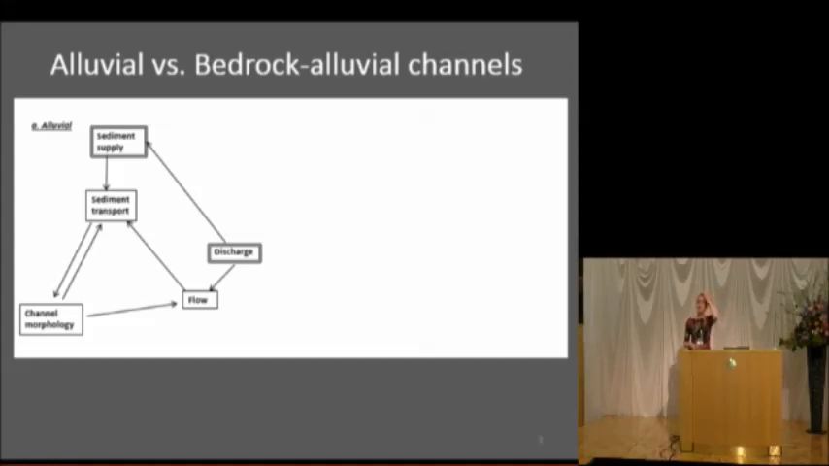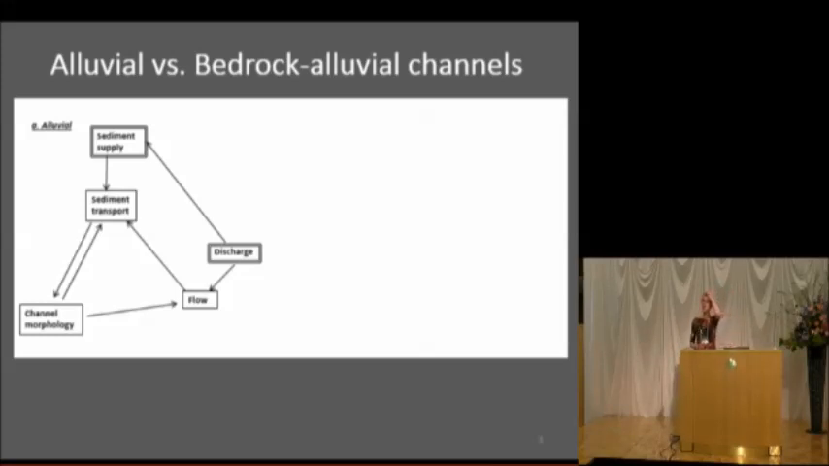So if we think about a standard alluvial river, you're probably very used to seeing diagrams which have a form like this. We've got this interrelationship between channel morphology, flow and sediment transport, and then we've got the external controls of both sediment supply and discharge. And then there's probably also going to be some sort of relationship between discharge and sediment supply.